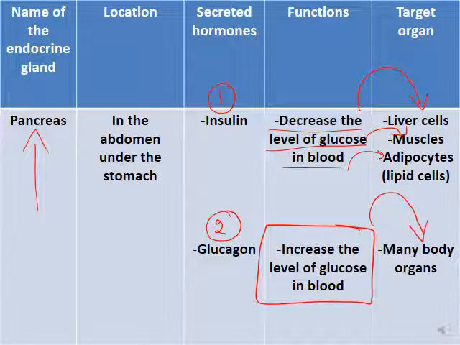So here, insulin and glucagon have opposite functions. Whenever we have a high level of glucose, insulin is secreted. At a low level of glucose, glucagon is secreted. These two hormones work in opposite conditions: insulin is secreted whenever we have a high level, so it works to decrease the level of glucose back to normal, while glucagon is secreted whenever we have a low level of glucose, so it works to increase the level of glucose in the blood.